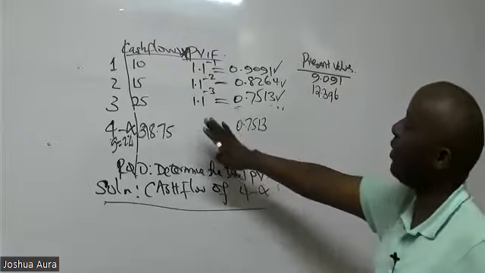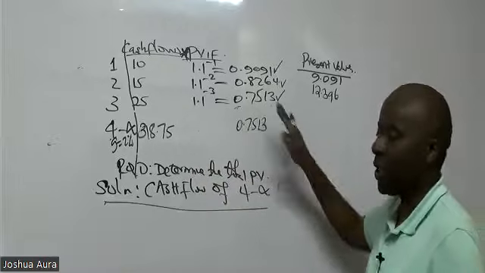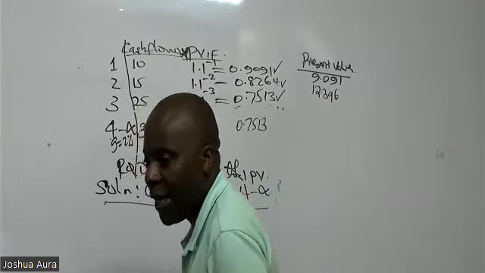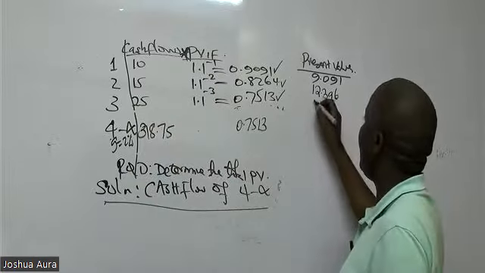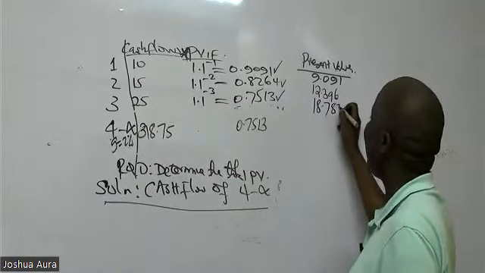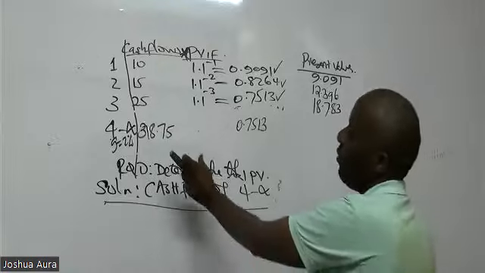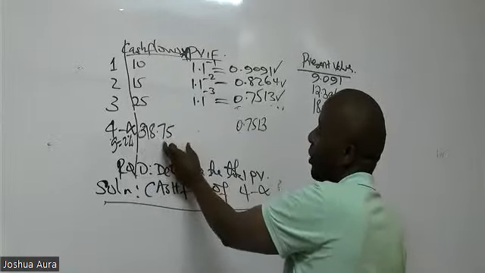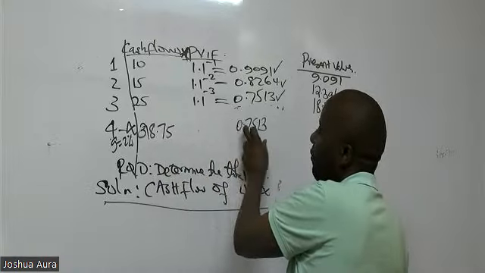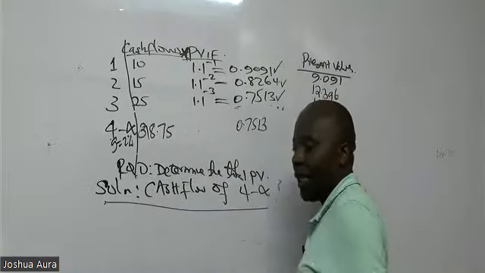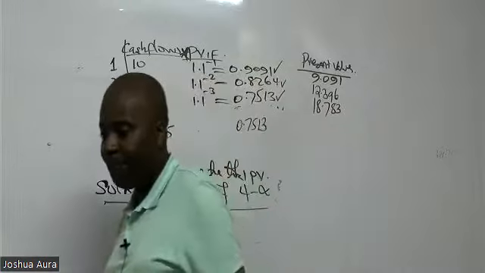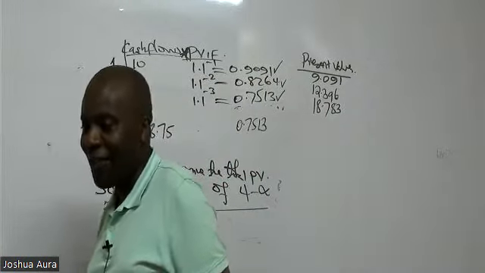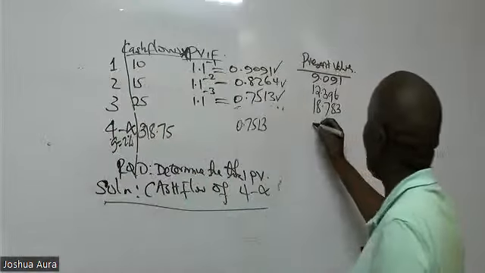And then we have year 3, which is 25 times this, giving 18.783. And then lastly, we have this 318.75 times this 0.7513. What figure are we getting there? Somebody who can give me this figure? 239.477.